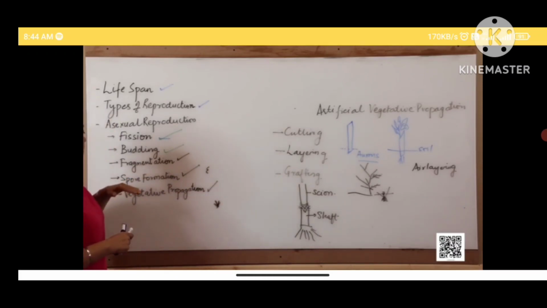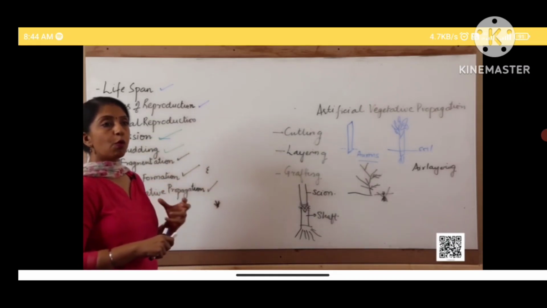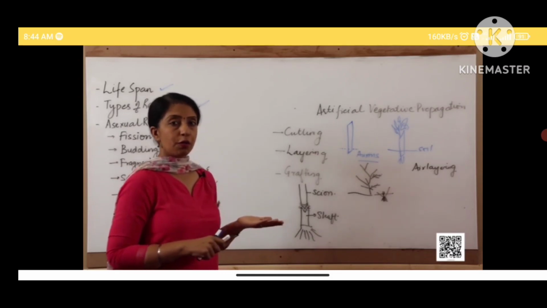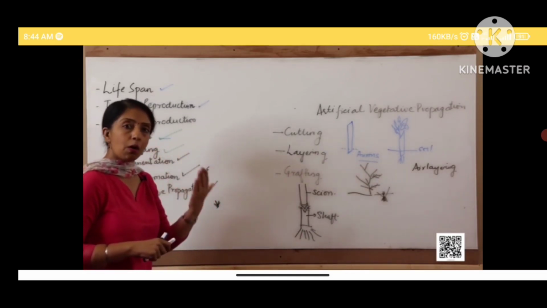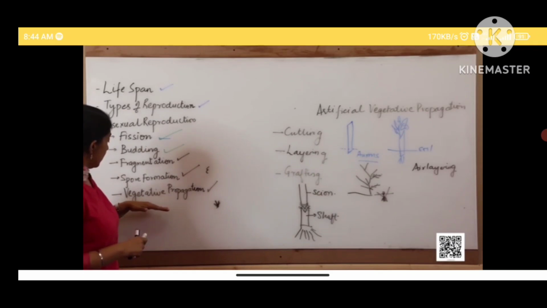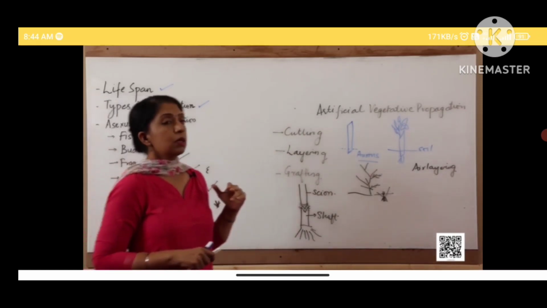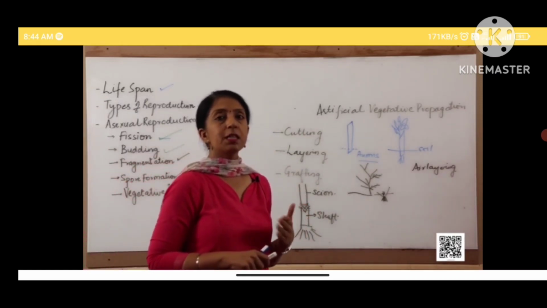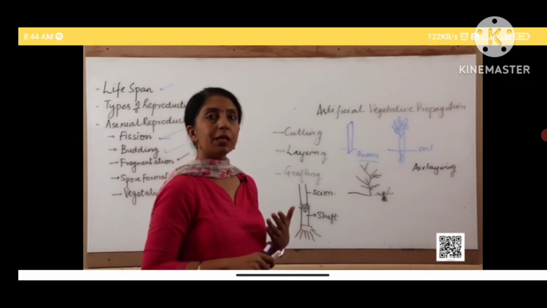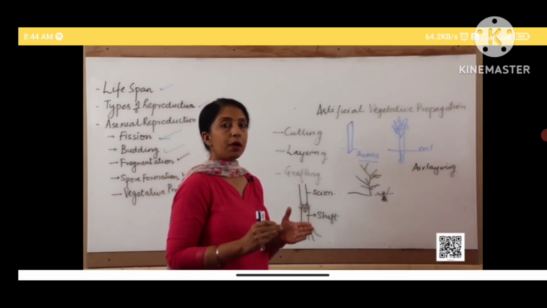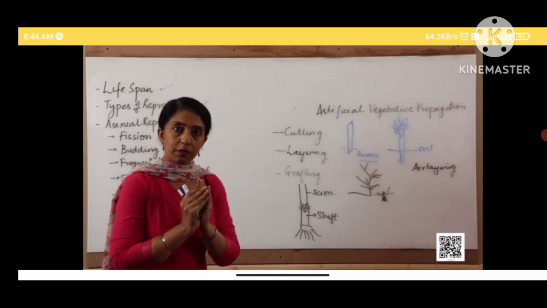Third was spore formation. We saw how different types of spores are used in dispersal as well as formation of a new plant or a new organism. Then the last part that we discussed was vegetative propagation. We saw how natural vegetative propagation takes place in plants, which ensures that multiplication of plants takes place at a faster rate and good qualities of the parents are preserved from generation to generation.